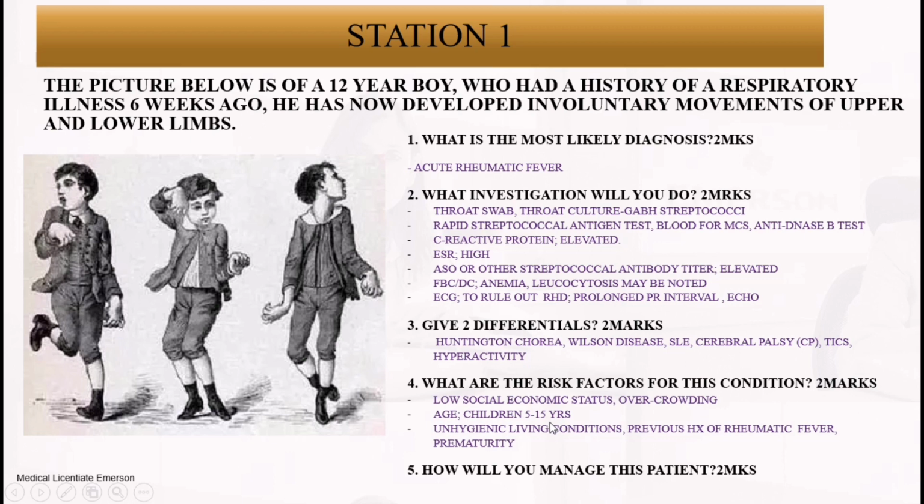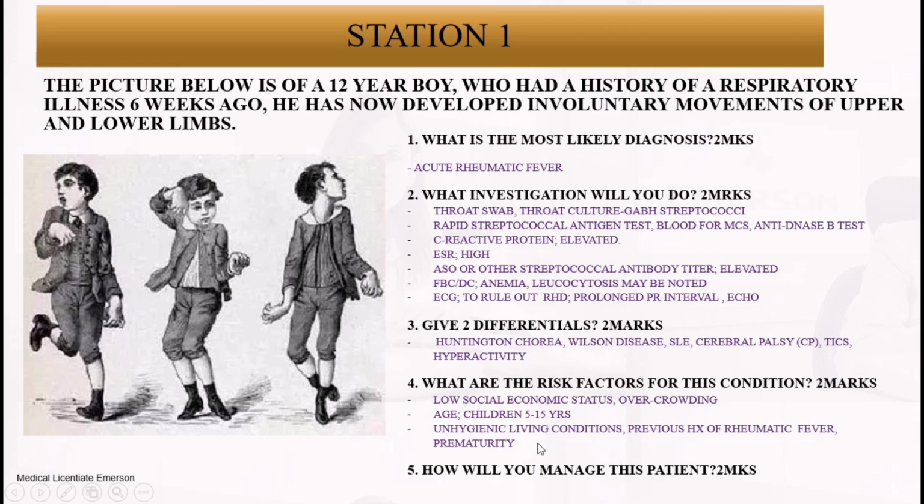So the risk factors, like if you are paying attention, I was pointing out some of the risk factors such as age. Okay, but let's start with the first ones. So we have low socioeconomic status. We also have overcrowding. We have age, so it happens in children who are 5 to 15 years old. Then also unhygienic living conditions, previous history of rheumatic fever, and also prematurity is one of the risk factors.